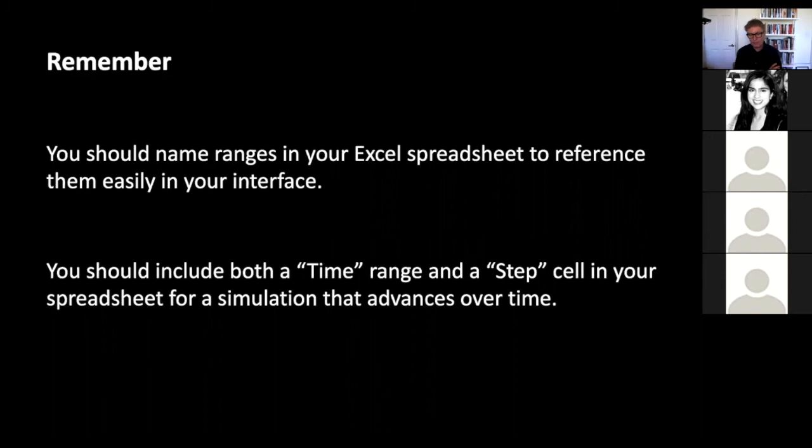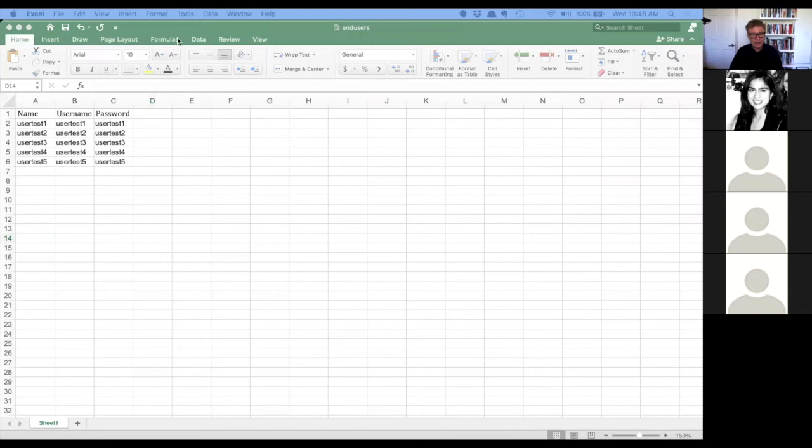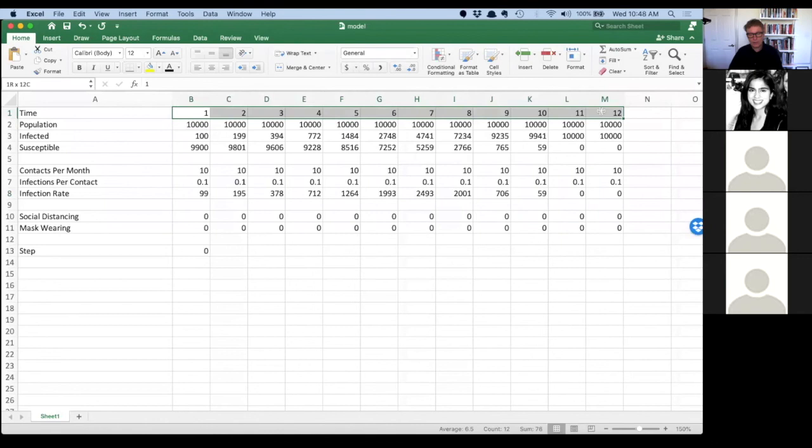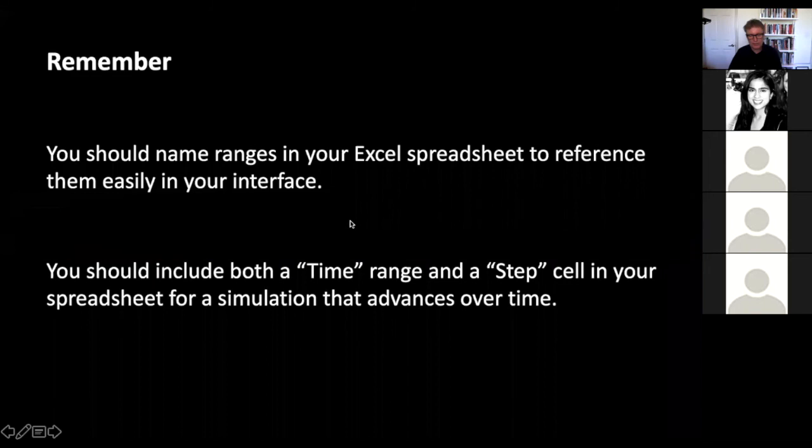So let me just show that to you again. In the model that we created here, we had the time range, and it ran from 1 to 12, and that tells Epicenter how it wants to advance over time. And then we have this step cell here. What this does is it tells it how many steps it should run at the beginning before the user starts entering decisions, and here it's set to 0. So it's those two things that you typically want to do if you're building an Excel-based model.